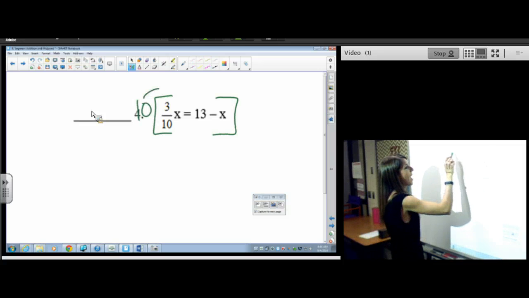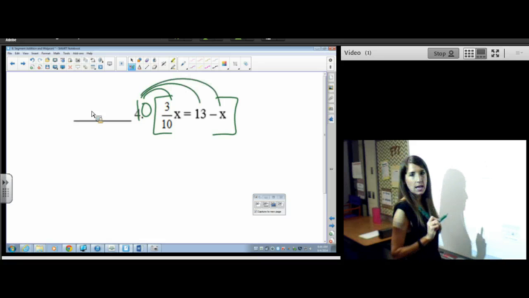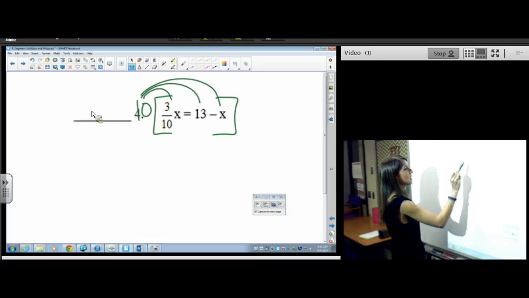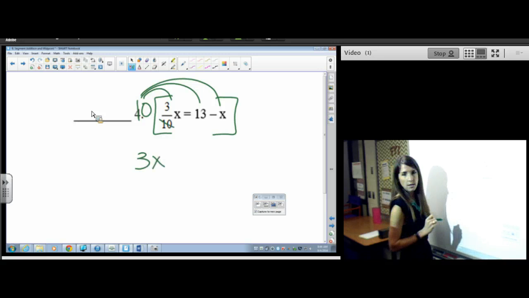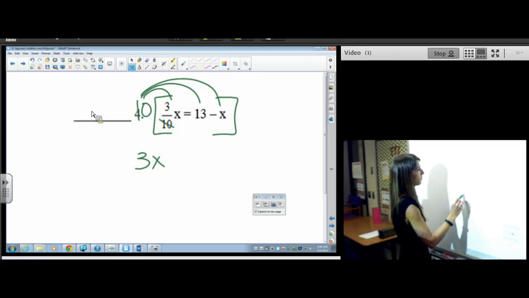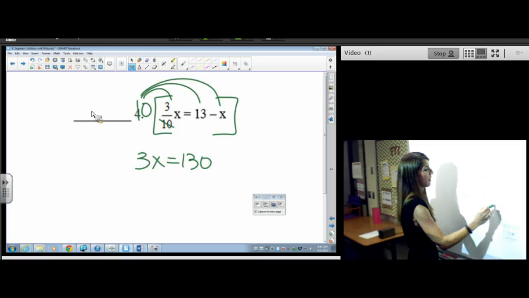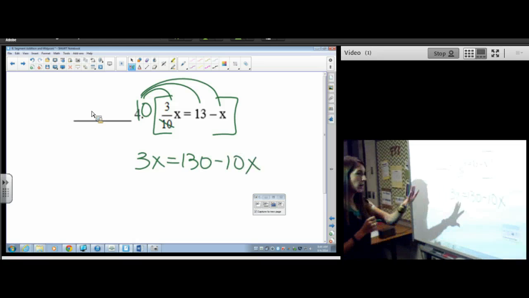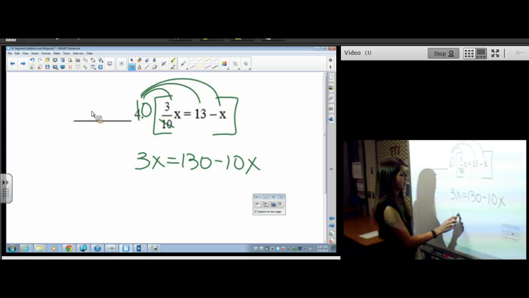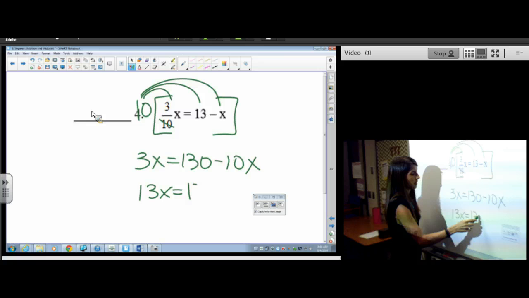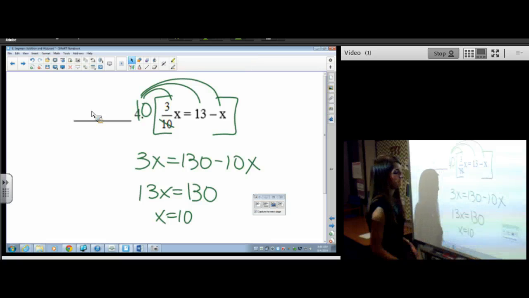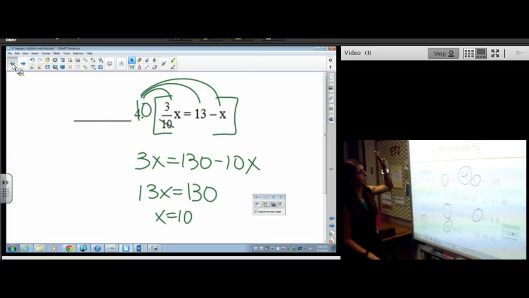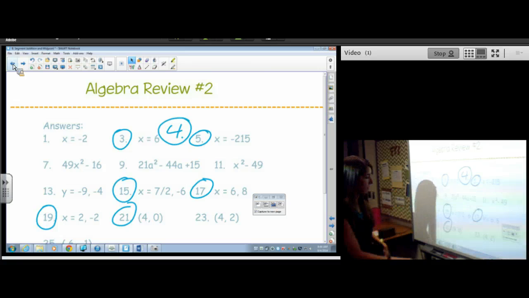So I'm going to multiply everything by 10. When I multiply 3/10 times 10, the 10's cancel, and I just get 3. The 10's cancel. 10 times 13, and then 10 times negative x. And then it's really simple from there. Add 10 to both sides. 13x equals 130. Divide by 13. X is 10. Okay? All right, number 5.